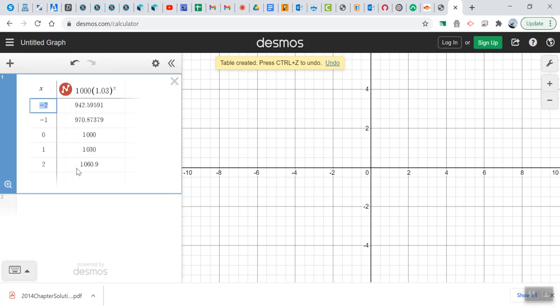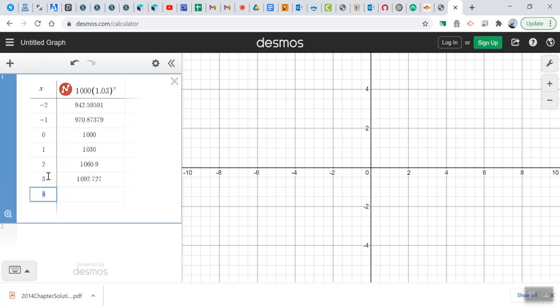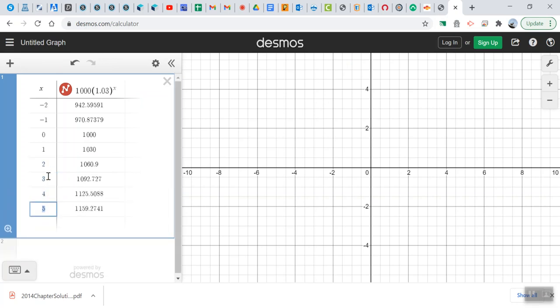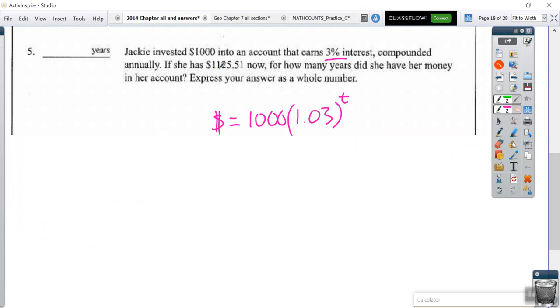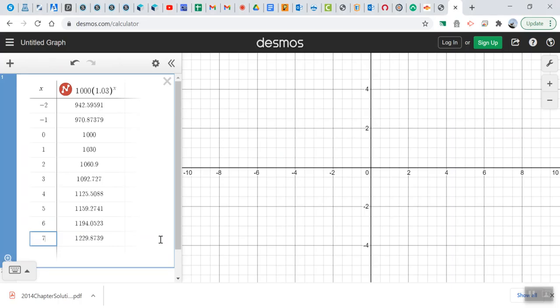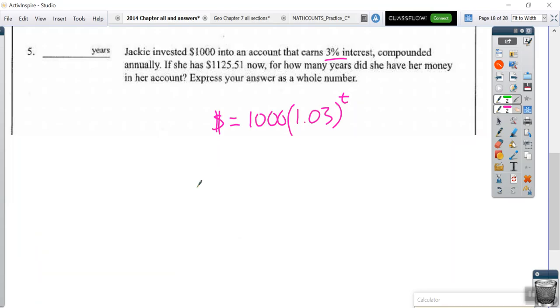All right, so after year 2, I don't have the magic 1,100 whatever. So I'm just gonna continue down. Uh-oh, it's looking good. So it's one of these years. So I'm gonna go back to the problem and double check. It's 1,125, which is year 4. So that is the quickest way to do problem 5.